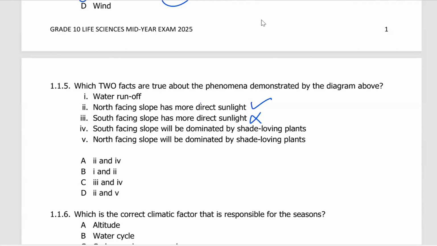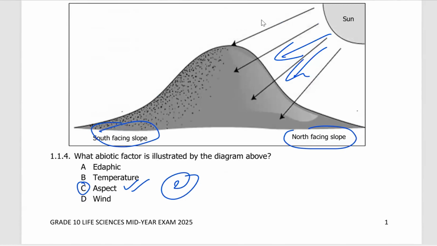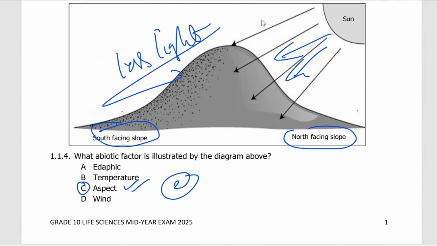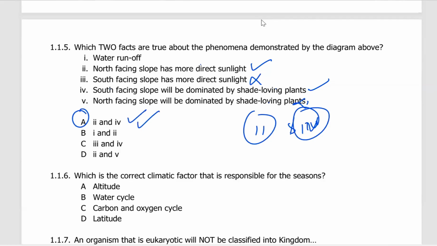So one is out because I've taken the upper one. South-facing slope will be dominated by shade-loving plants. Yes, because it receives less light, so it requires plants which like shady areas. Fourth, dominated by shade. So this is the opposite, which means the answer is not 1 but 2 and 4. So we have to look for 2 and 4, which is A. So A becomes the most correct answer.